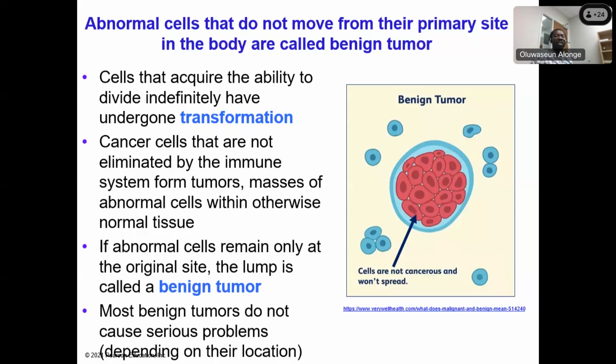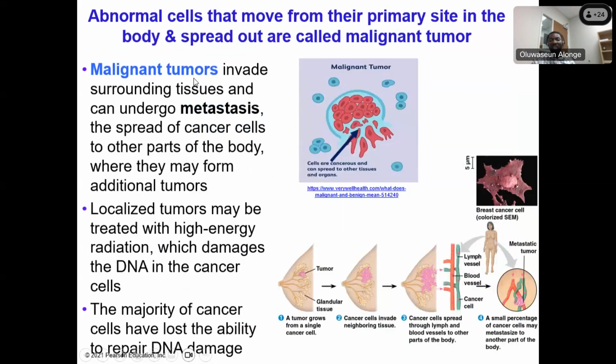Cancer cells that are not eliminated by the immune system form tumors in the long run, and the masses of the abnormal cells are within otherwise normal tissue. If abnormal cells remain only at the original site, we say that's benign. If it's spreading, we say that is malignant. So the property of malignant cells or tumor growth that makes them spread, we call it metastasis. So metastasis is to spread from one place to another, whereas a benign tumor will be localized in a location.